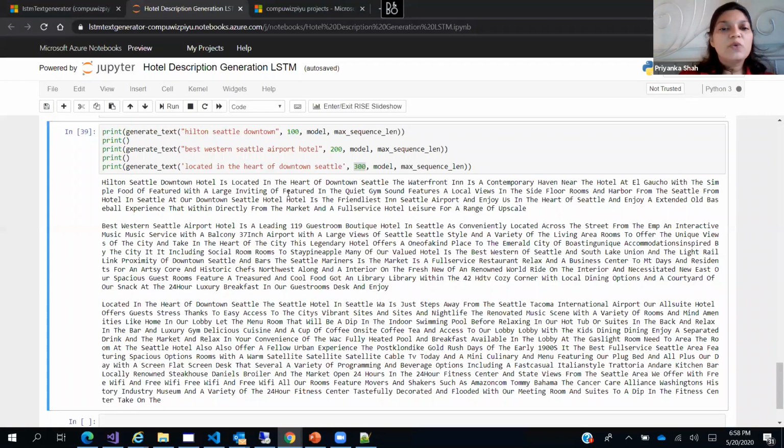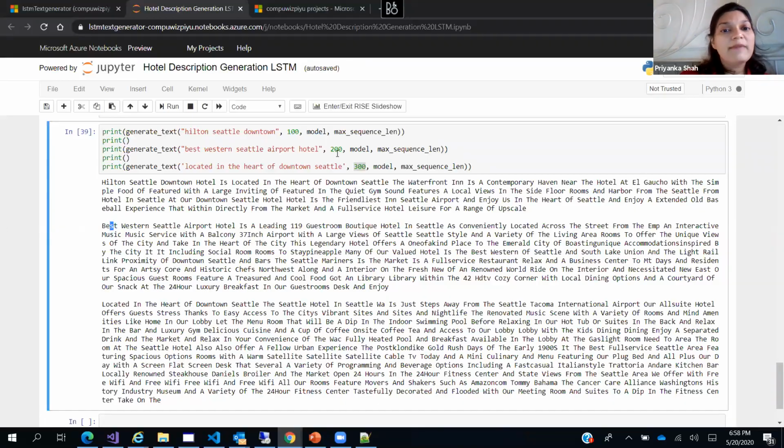But this is what you have to keep on correcting. At least it is not incoherent or grammatically incorrect, and it has all the keywords which we are looking for, like contemporary or quiet or local views or heart of downtown, right? And as and when you train it better or feed it more data, so next time you feed 200 inputs or 500 inputs, and then train it for around 150 epochs, your accuracy is going to increase.